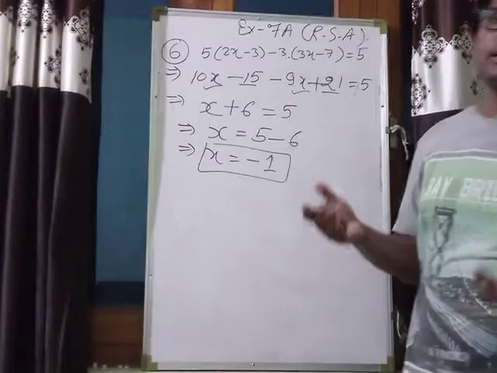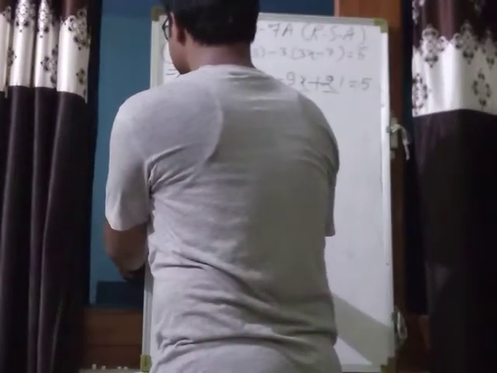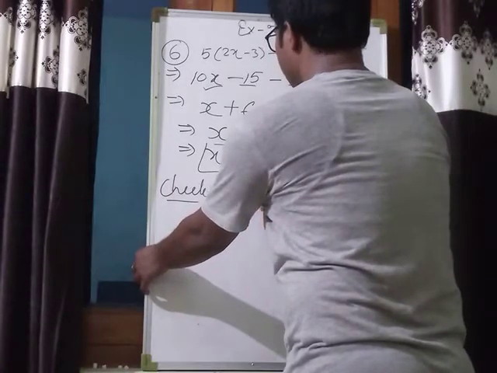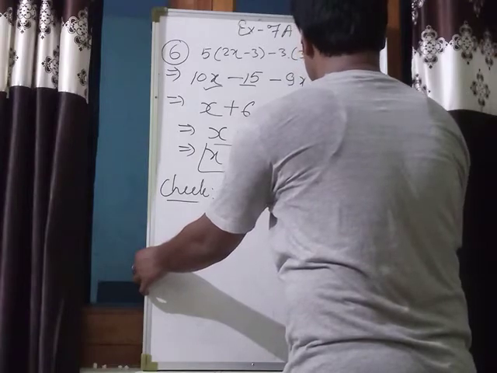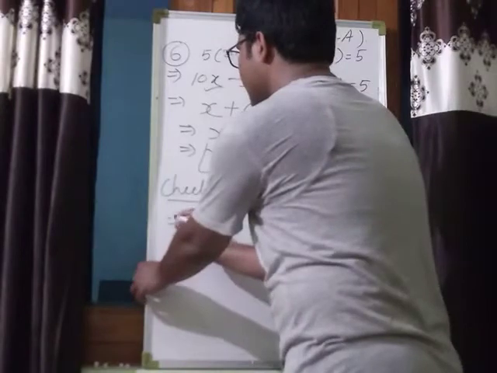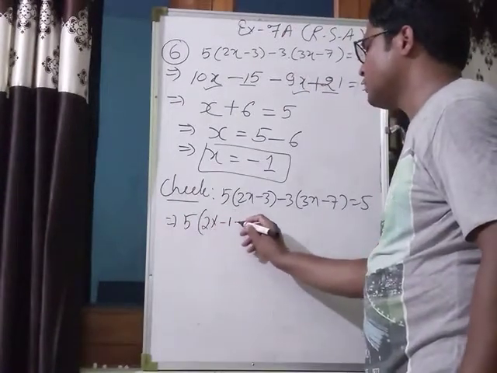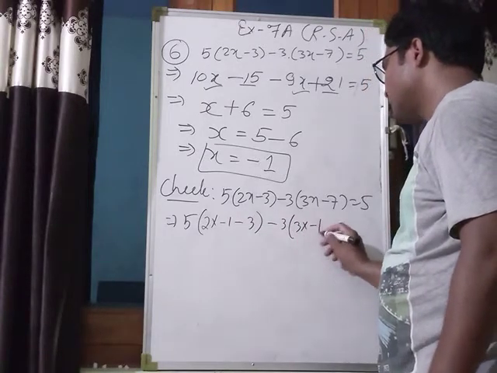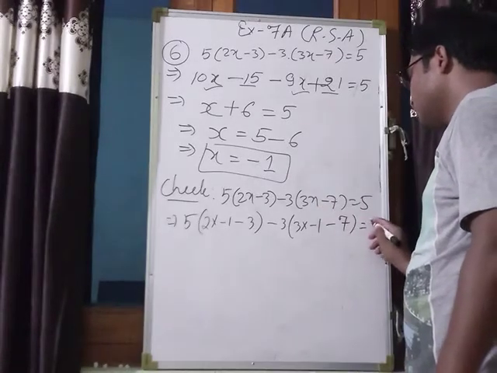I am going to check that this answer is correct or not. Going to see. Our question is 5. This is 2x minus 3 minus 3, 3x minus 7 is equal to 5. This is our equation. Put x is equal to minus 1. So what we have? This is 5. This is 2 into minus 1. This is minus 3. Minus 3. This is 3 into minus 1. Value of x is minus 1 here. Minus 7 equal to 5.